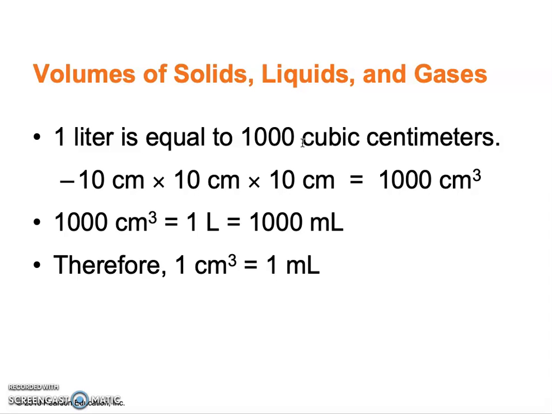So you have the unit equation for volume: 1,000 cubic centimeters equals 1 liter equals 1,000 milliliters. Therefore, 1 cubic centimeter equals 1 milliliter. This is your new unit equation.